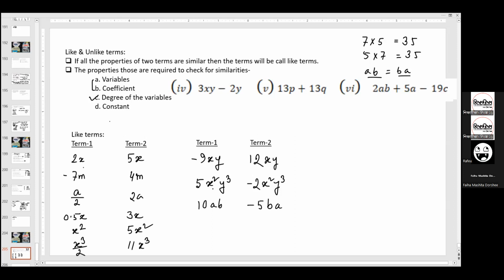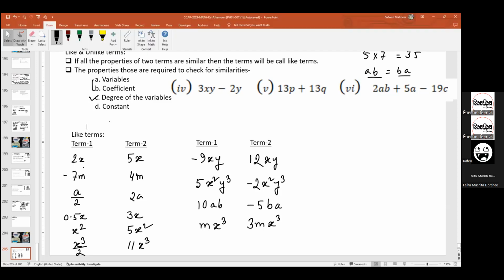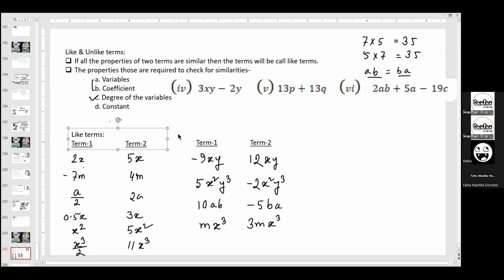I mean the variables, their degrees have to be same. If you have things like this, like suppose mx cube, m, 3m x cube, right? So we can add them because here we have 1 and we have 3. That is like terms, ব্যাপারটা বুঝতে পারছি? Hello? Yes, sir. Okay, fine. Yes, sir.